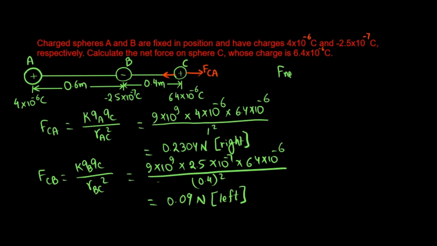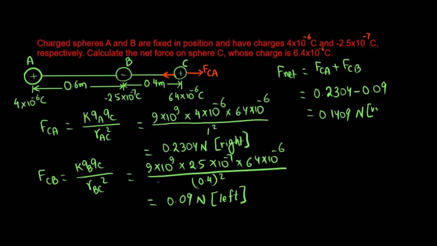And net force on C would be force on C because of A plus force on C because of B. Add them together, we have 0.2304 plus, since this is acting to the left, this will be in the opposite direction, so you subtract this value 0.09 and you get 0.1409 newtons, and that is acting to the right.